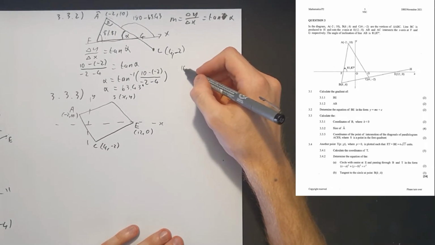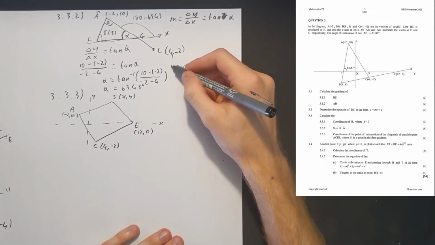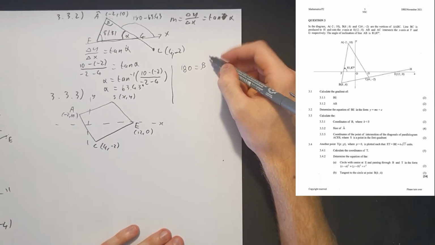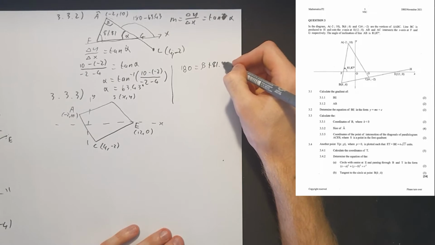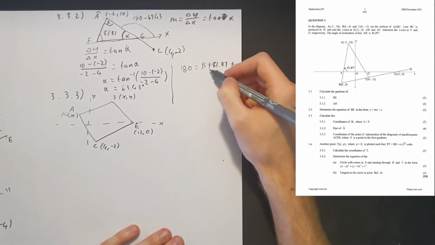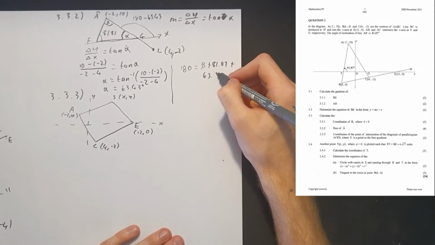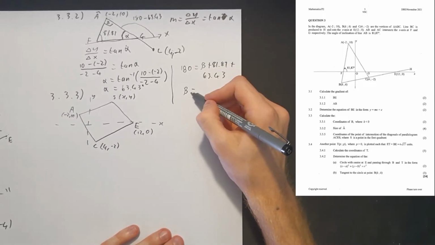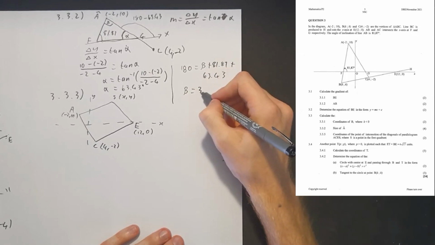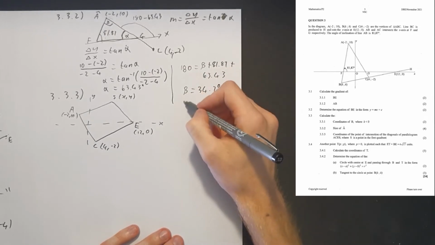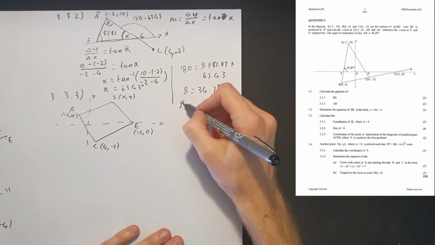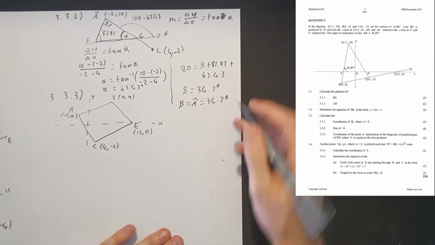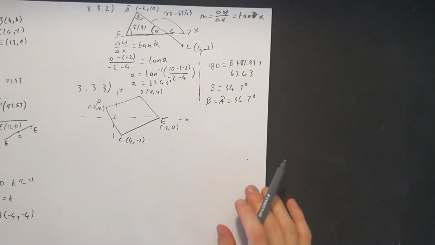Now that we have alpha, and we have this 81.87, we can then find beta. Therefore we know that 180 degrees must equal beta plus 81.87 plus what we've just found, 63.43. If you sort out the algebra, you get beta is equal to 34.7 degrees. And then beta equals A, which equals 34.7 degrees. Beta is just the label that I've given it.